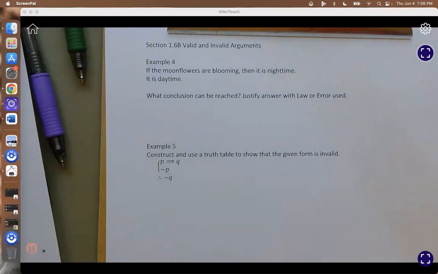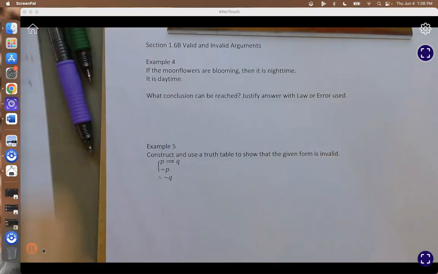Alright guys, today we're going to have a very short set of notes. It's just finishing up 1.6b, which is valid and invalid arguments, so let's get going on this.